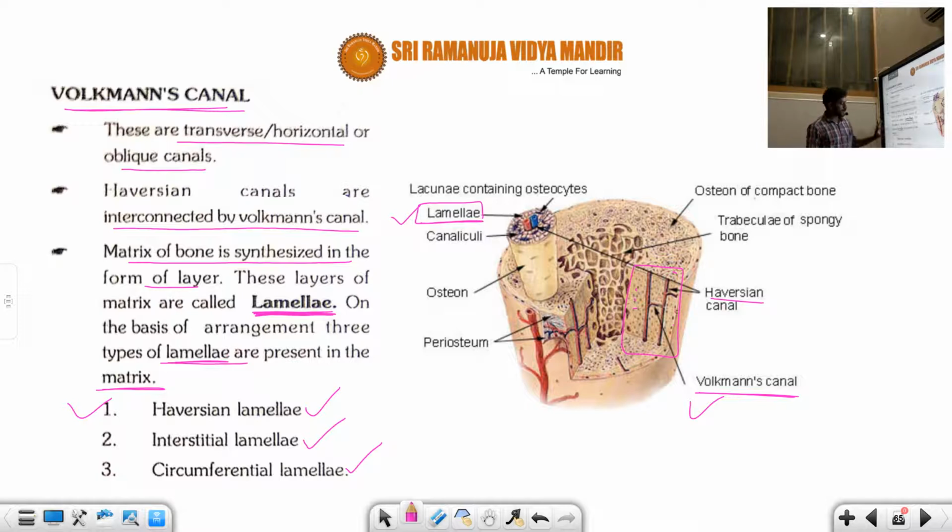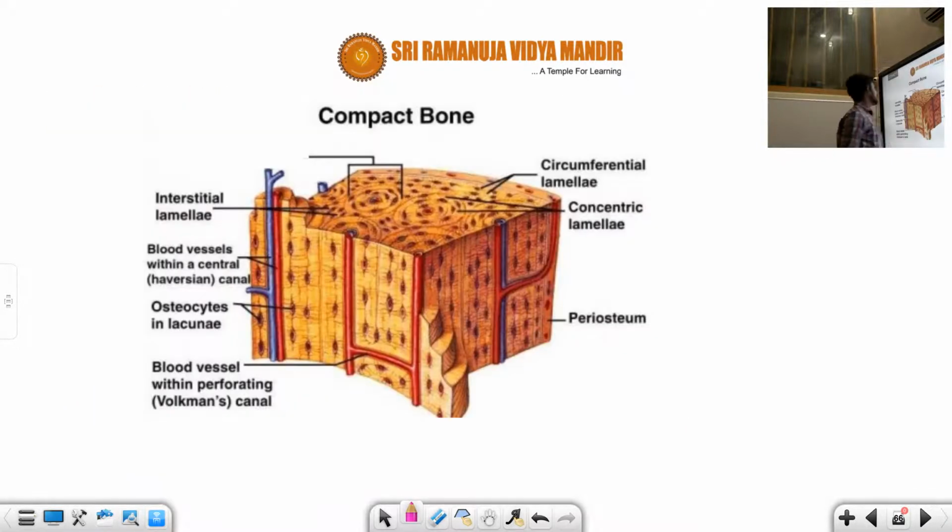So I'm going to teach you the detailed information of all these lamellae in the next slide. Take a look here. Students, this is a compact bone, and what types of lamellae can we see? The first one is the blood vessels within a central Haversian canal. Another important thing is the Volkmann canal. Oh, sorry. Another one is interstitial lamellae. The second one is interstitial lamellae.